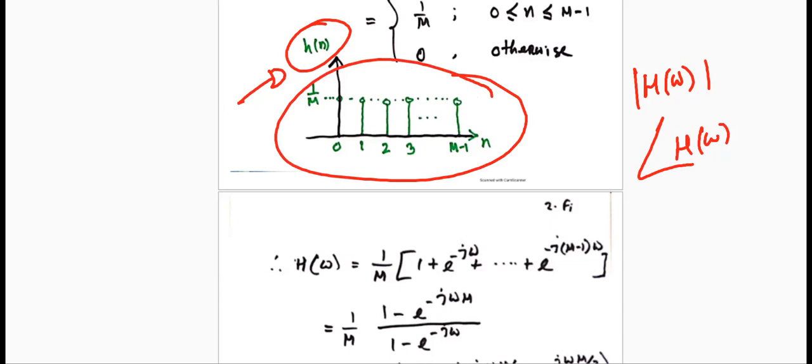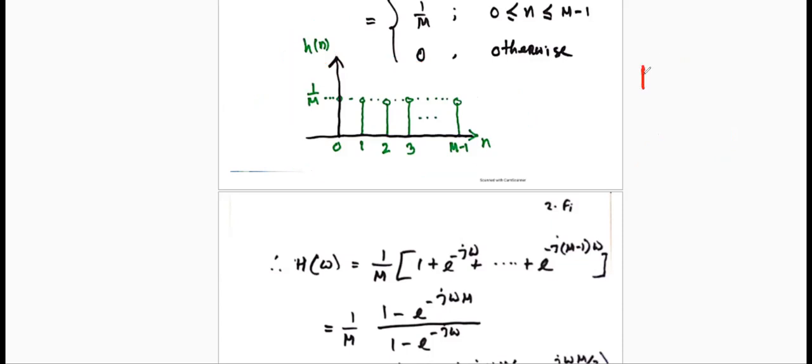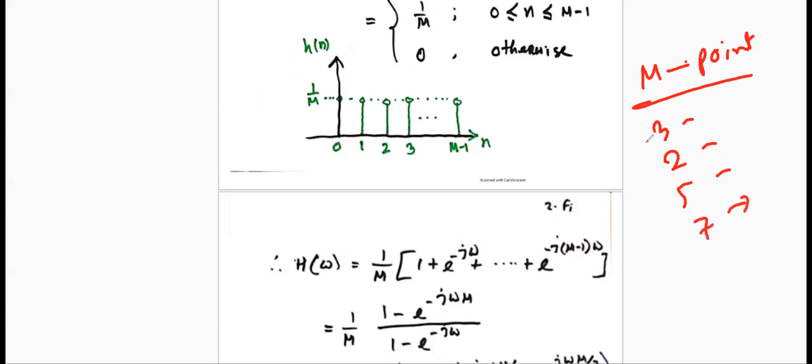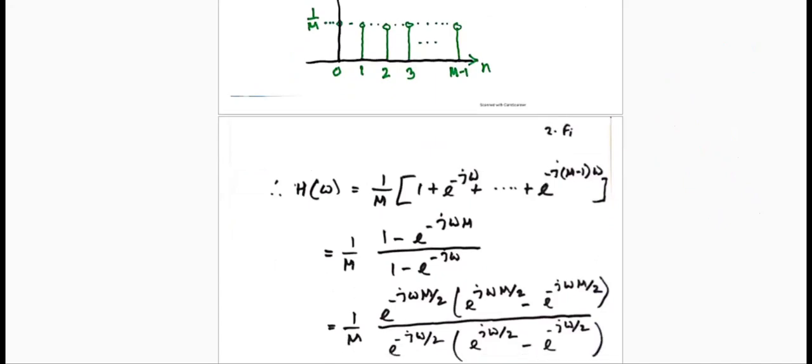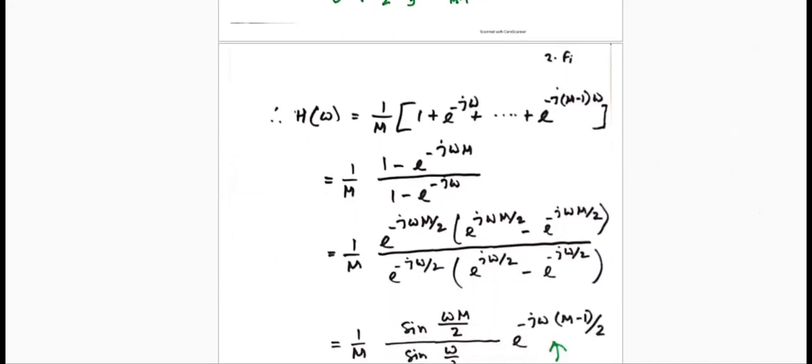These are very practical things. Whenever we are talking about m point, it is general, but you can write 3 point, 2 point, 5 point, 7 point. So whatever the sample number you are taking, that is your task. So you can design your filter according to that. So we are talking about in general an m point moving average filter.